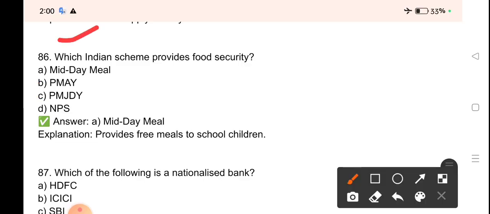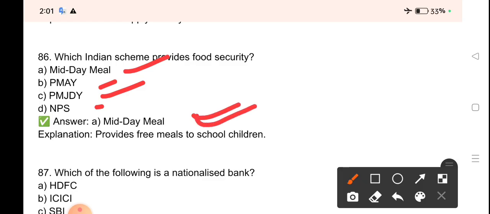Which Indian scheme provides food security? Midday meal, PMAY, PMJDY, NPS. Midday meal scheme provides food security. It provides free meals to school children.